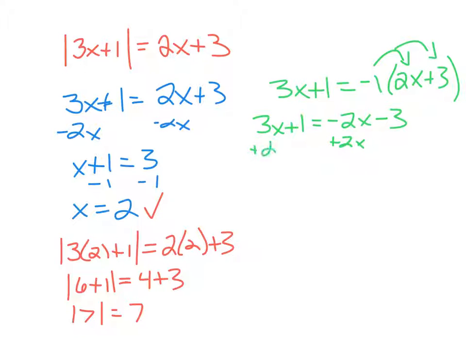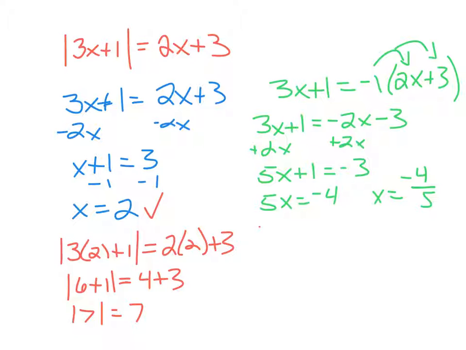I'm going to add 2x to the other side and get 5x plus 1 equals negative 3. Subtract the 1 and divide by 5. And so we're saying that x equals negative 4/5. But again, we want to check this to make sure that everything is right.